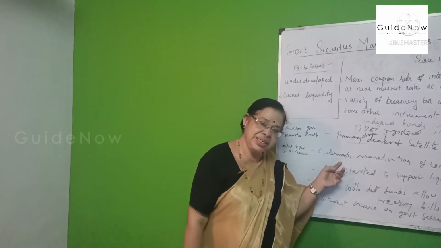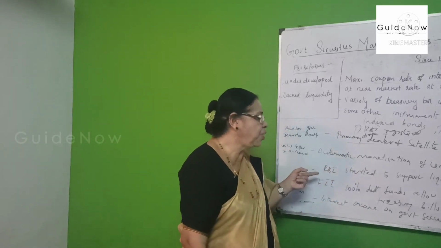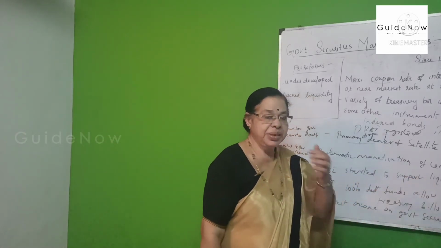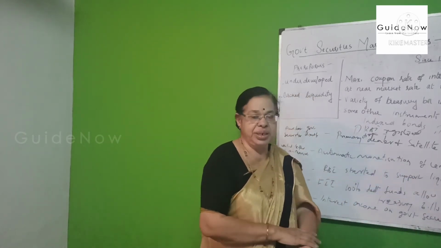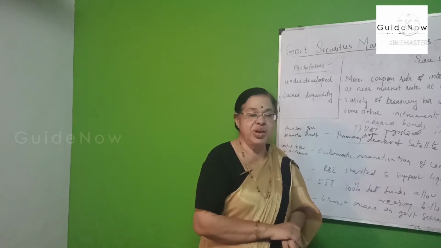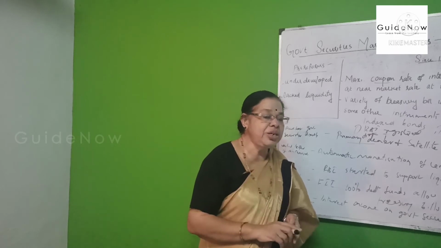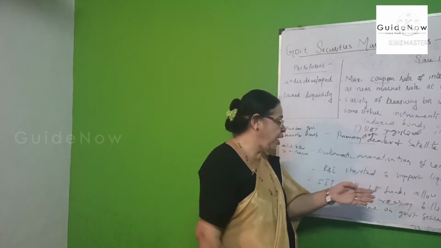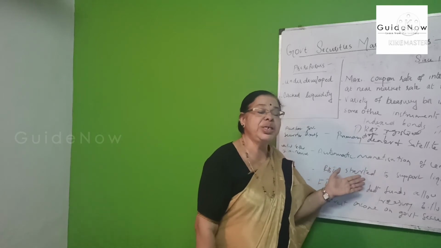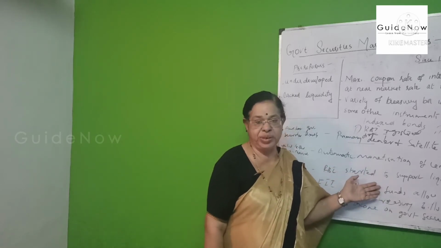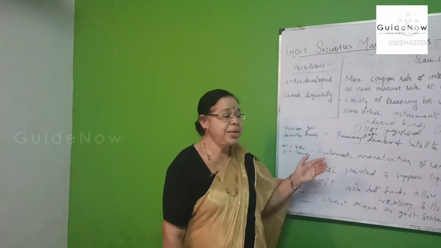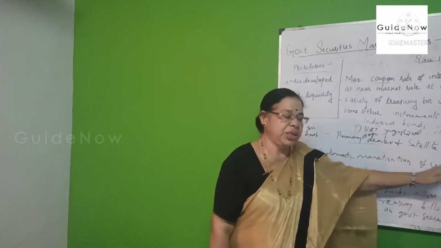automatic monetization. And the next point is that RBI started to support liquidity. In order to improve liquidity, RBI introduced mutual funds. Mutual funds were introduced by RBI in order to improve liquidity provision. To improve liquidity, RBI started mutual funds. That is another important reform.